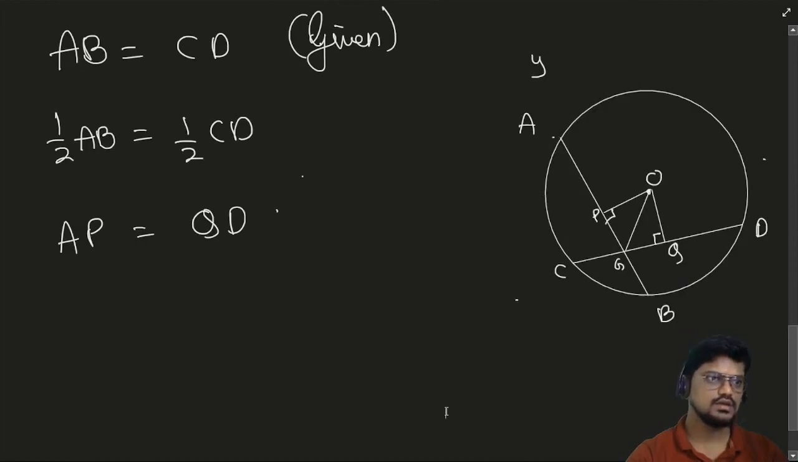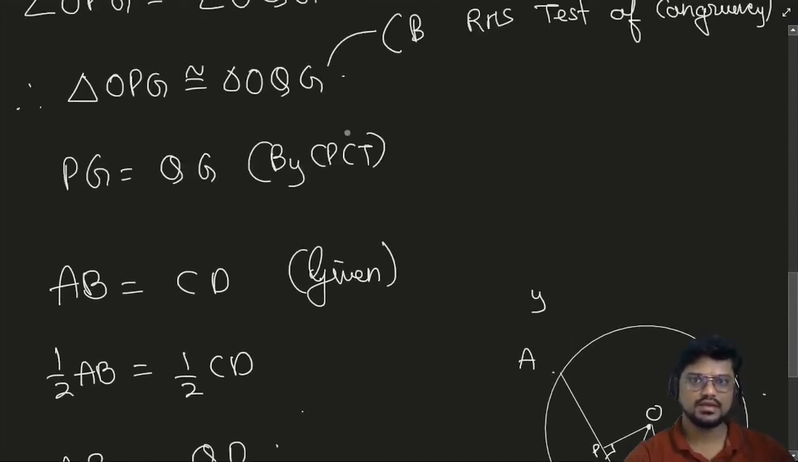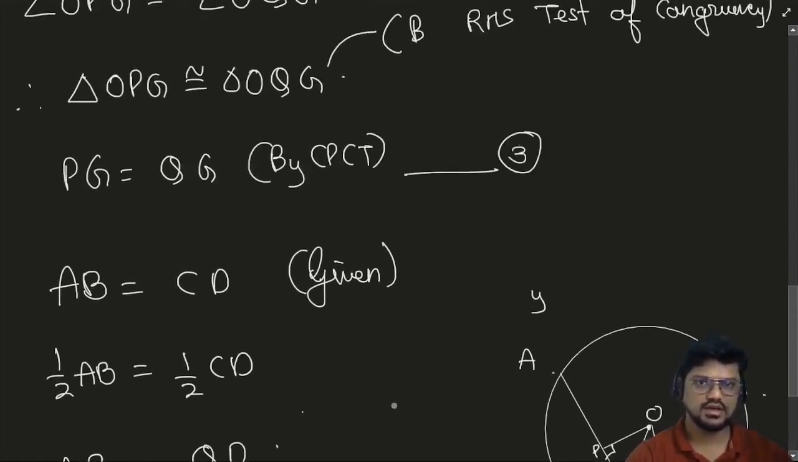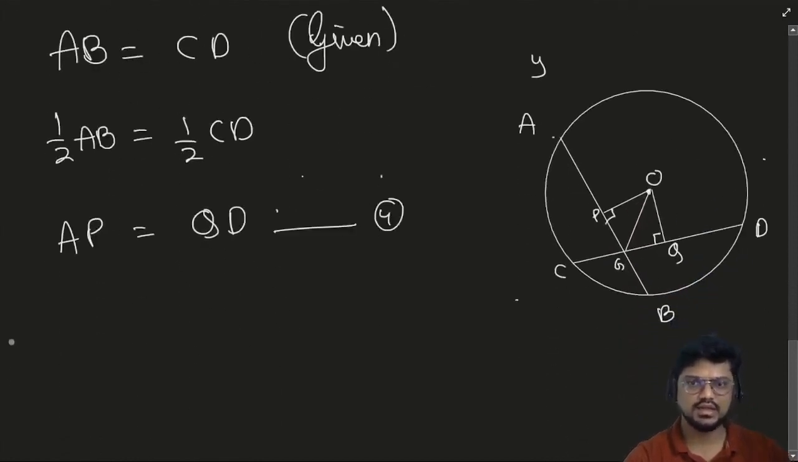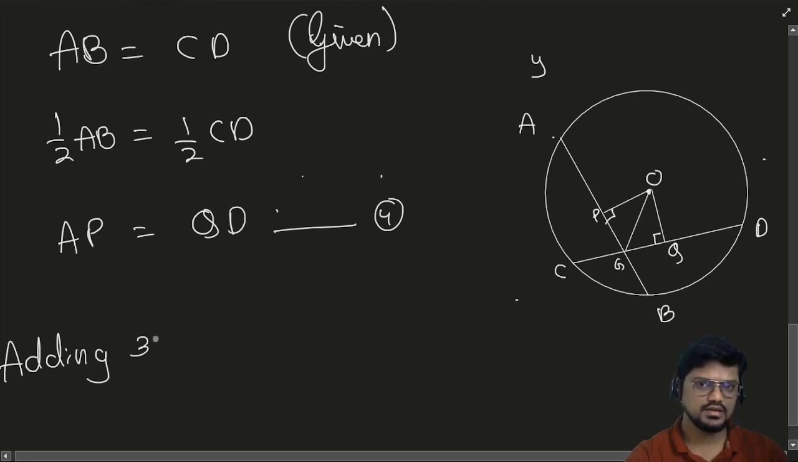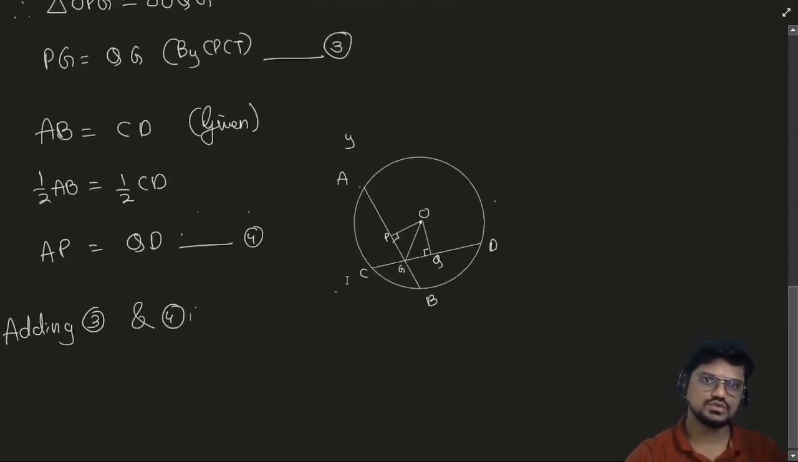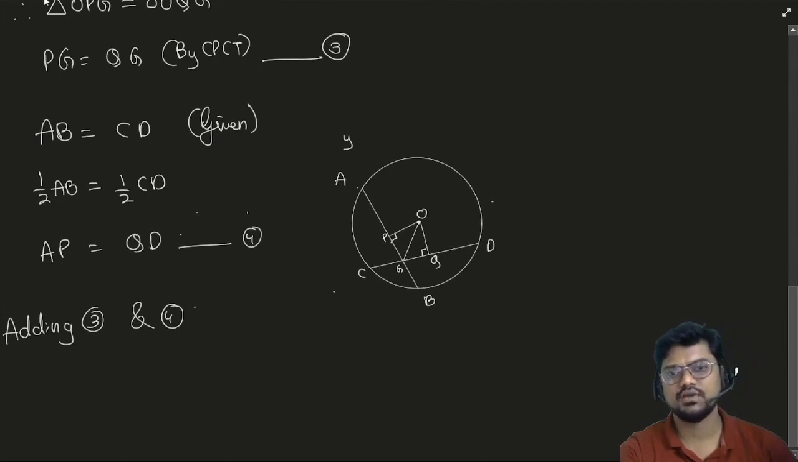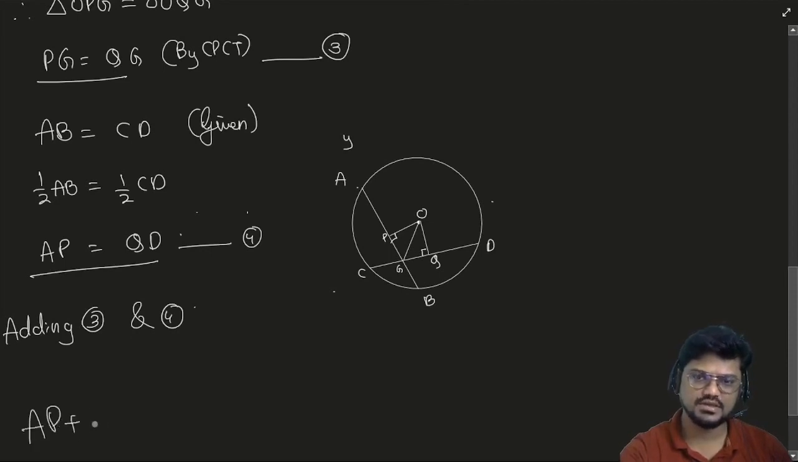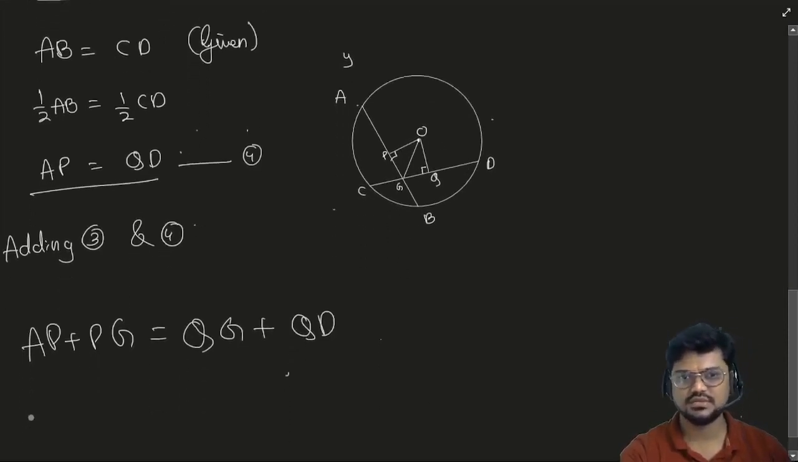That will be QD. AP is equal to QD. Now if I say this is my 3 and this is my 4, adding 3 and 4, so what do you get? If I add both of them, AP plus PG will be equal to what? QG plus QD. Now what will be AP plus PG? That will be AG, and QG plus QD is how much? GD. So hence proved.